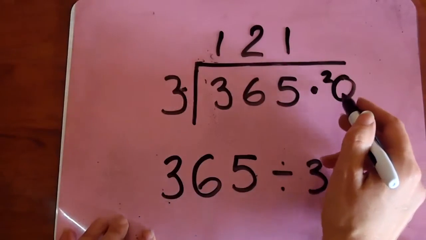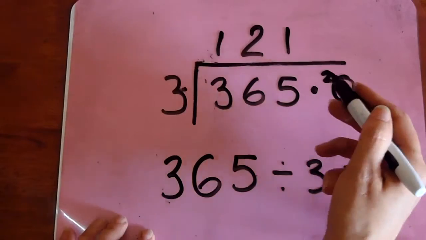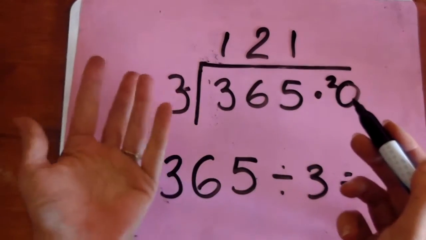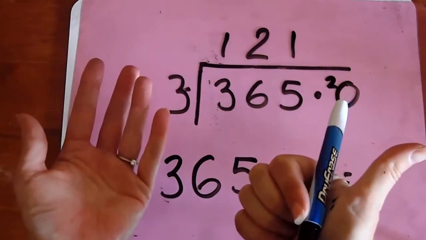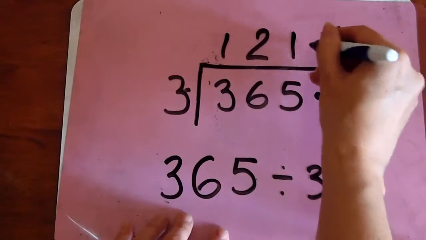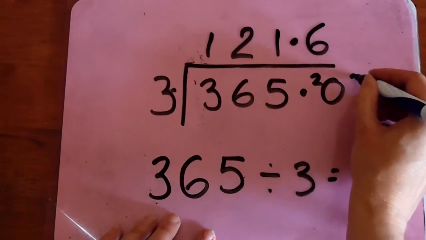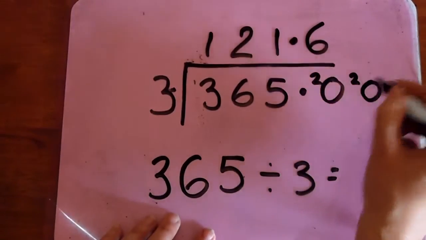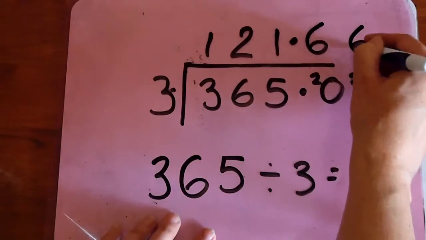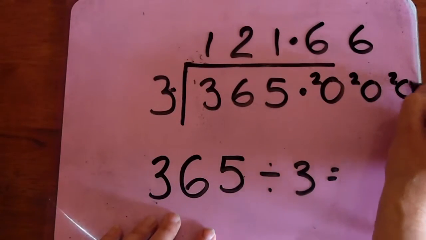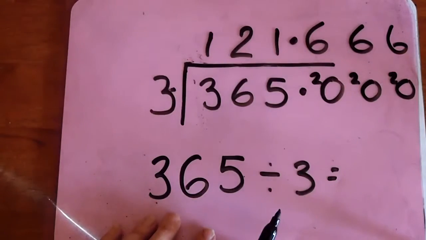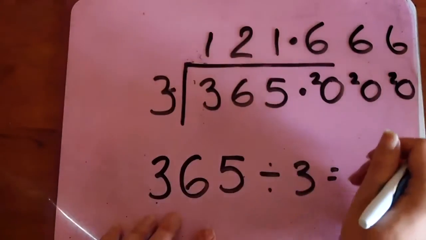How many 3s in 20? Let's have a look. 3, 6, 9, 12, 15, 18. So there's definitely 6, and there's 2 left over. Okay, and you see what's going to happen here. We're just going to keep going with this. So we don't keep going.